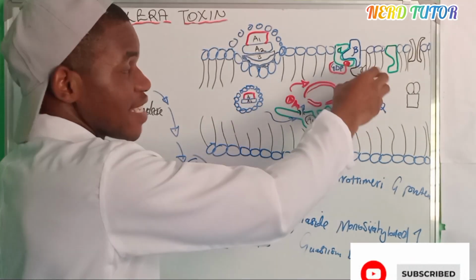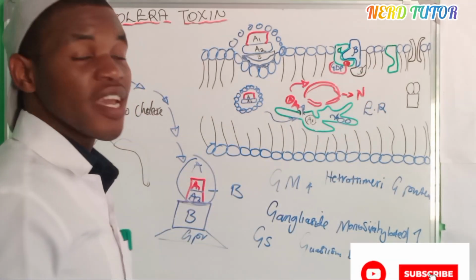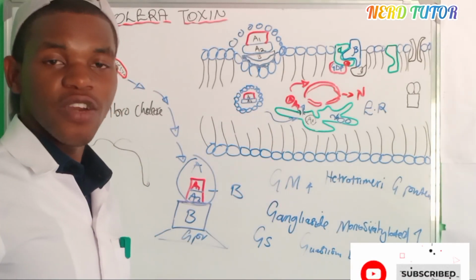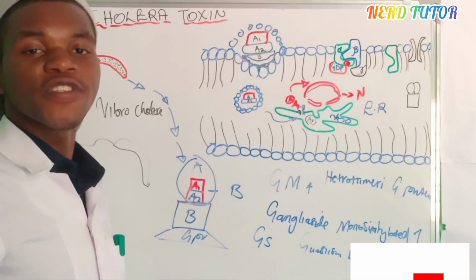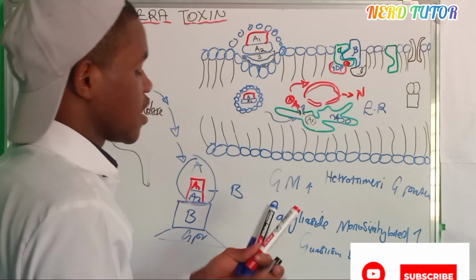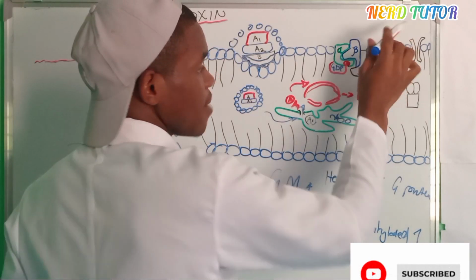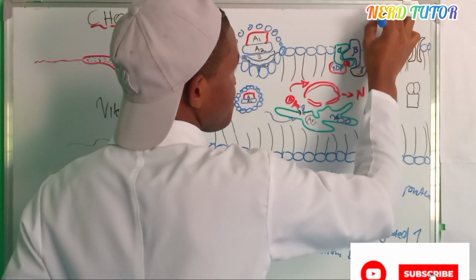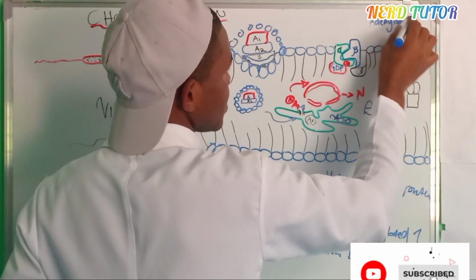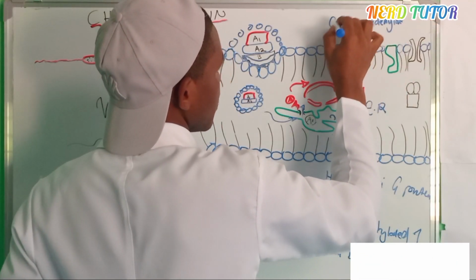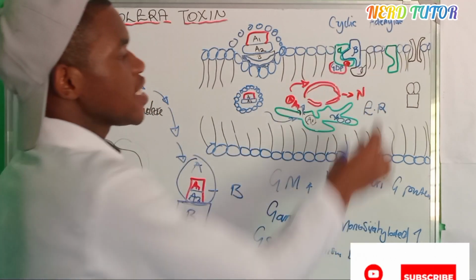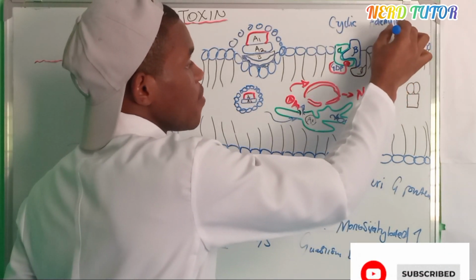So adenylate cyclase is an enzyme that will be transforming ATP to cAMP, or cyclic adenosine monophosphate. So it is activating this enzyme. Let me write it here: adenylate cyclase. That is an enzyme. This enzyme, which is in green, is the enzyme that it will activate.